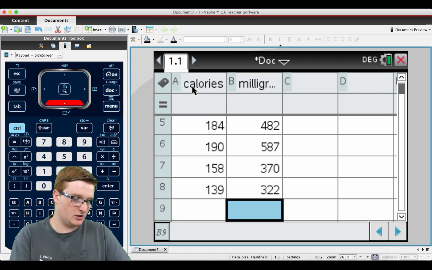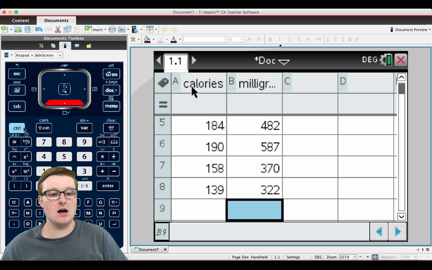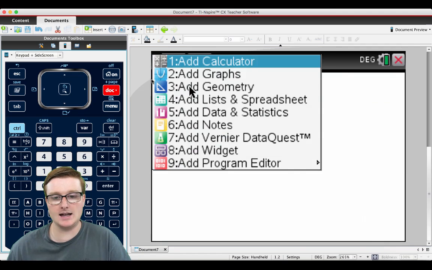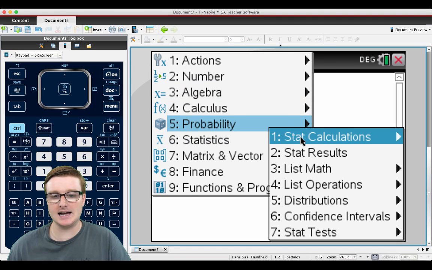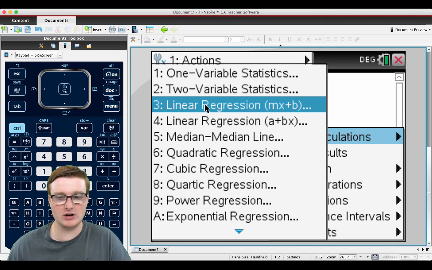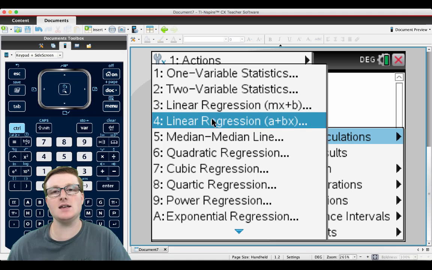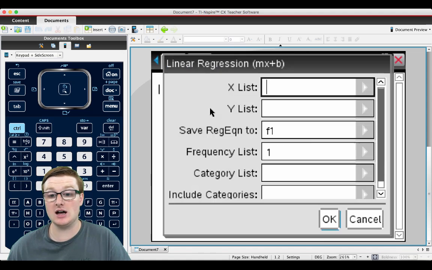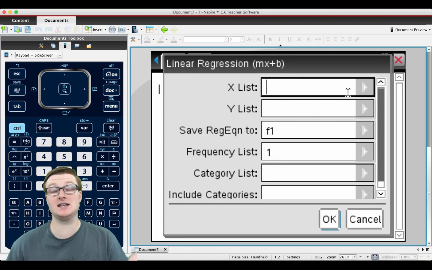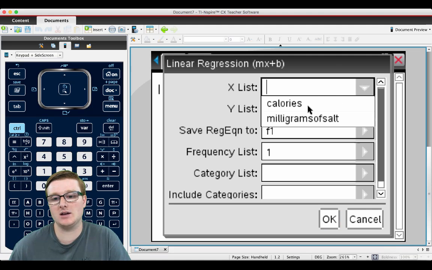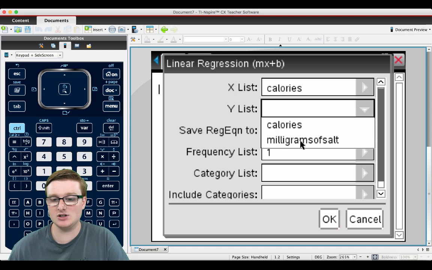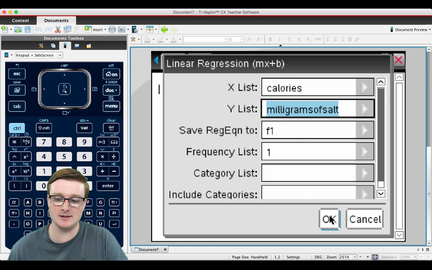Now what we're going to do is go to our calculator. So Control Doc, add a calculator. Menu, statistics, stat calculations. I'm going to go to linear regression mx plus b. You could use a plus bx. I don't really care. I use mx plus b just because it is a common linear regression that we say, y equals mx plus b. Your x list is your calories. Your y list is the milligrams of sodium.